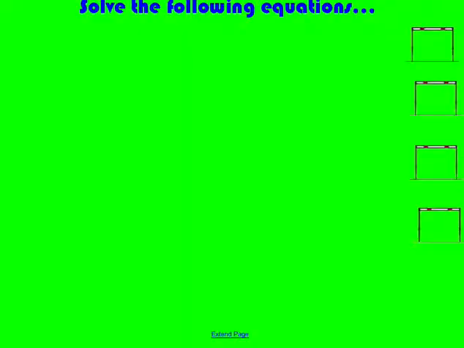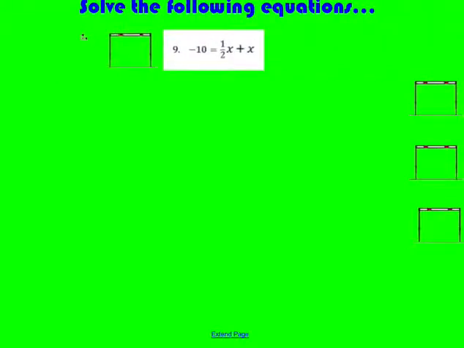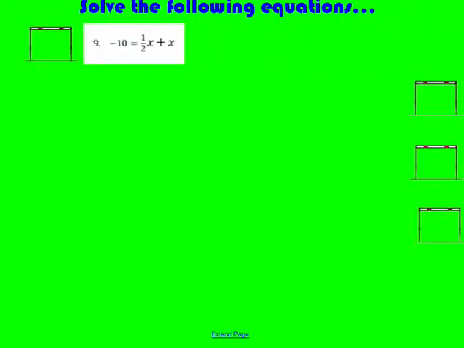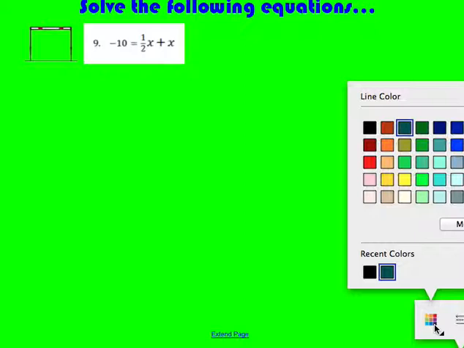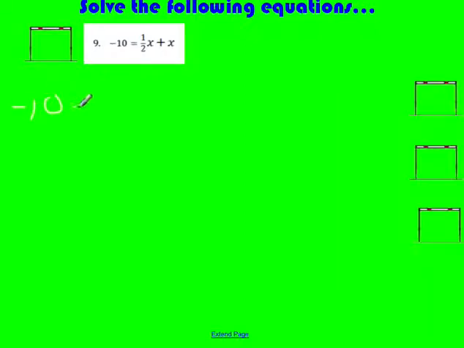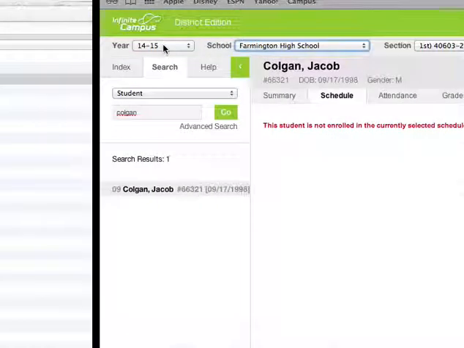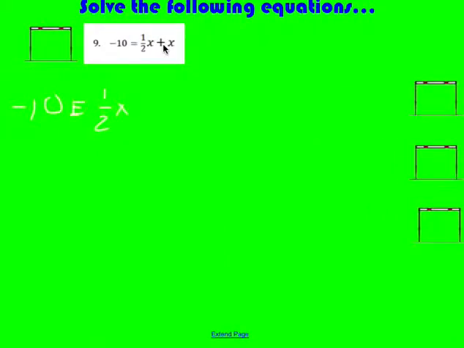All right, let's take a look at number 9. So number 9 is dealing with a fraction. So here's how I like to deal with fractions. What I'm going to do is write this as negative 10 equals 1/2 x. Now this is the same as 1x in front. Oops, sorry about that. So I'm going to write that as 2 over 2x, because 2 divided by 2 is the same thing as 1.